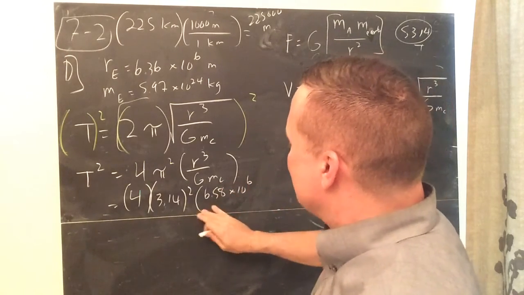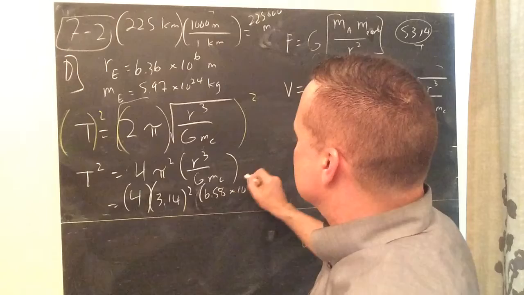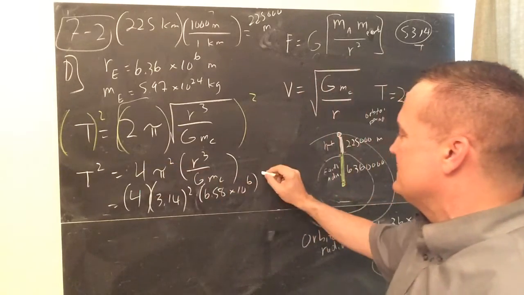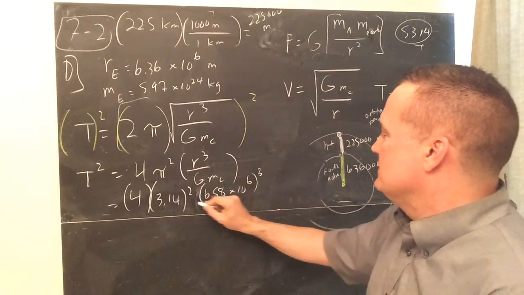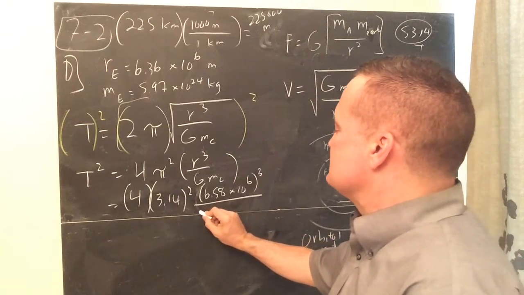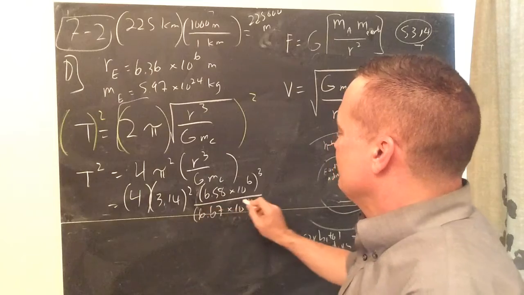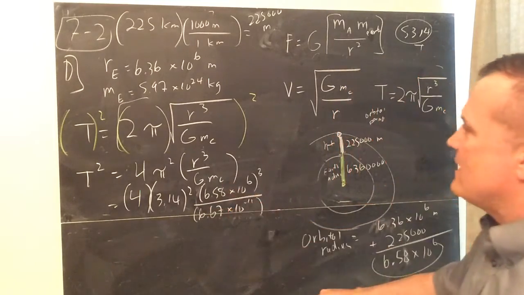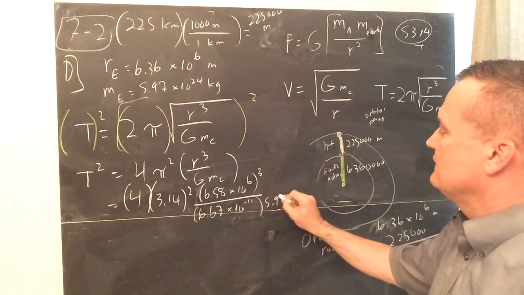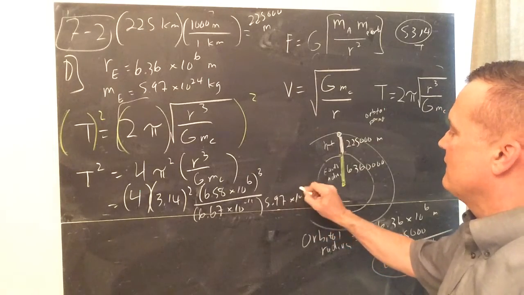But then you got to cube that number. I think it's better to take this new equation step by step. So make that r cubed over G, where G is 6.67 times 10 to the negative 11, and then the mass of the center body, the Earth, is 5.97 times 10 to the 24th.